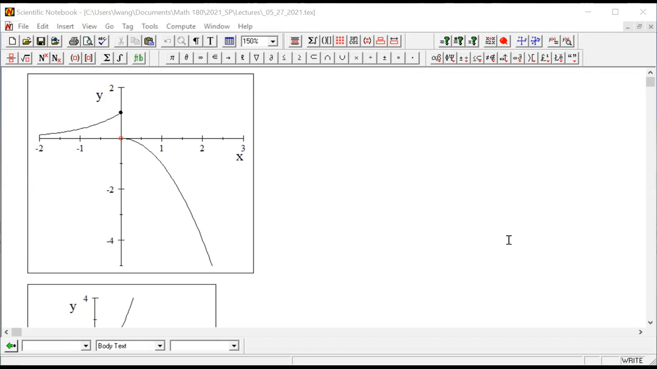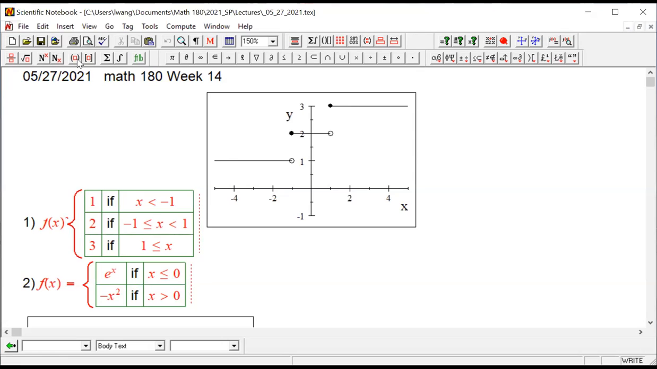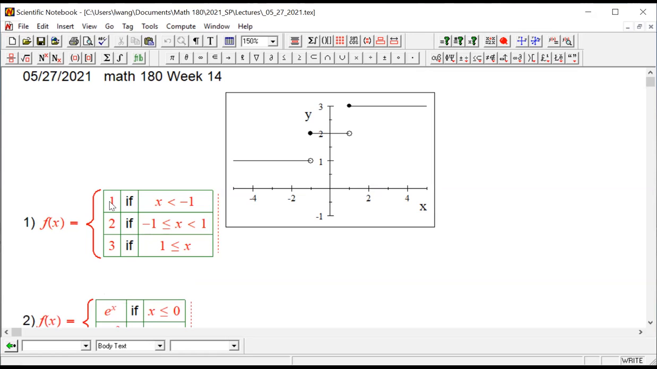When you're asked to graph a piecewise function, the first one we did yesterday was this one, right? f of x equals 1, 2, 3 in different intervals. What we need to be careful about when we are graphing these functions is at the endpoints of each interval, okay?